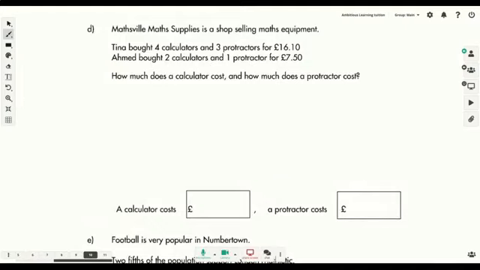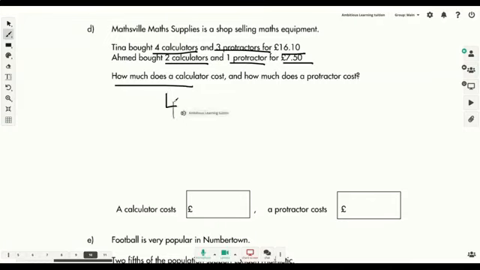You can see it. Mathsvilla Maths Supplies is a shop selling maths equipment. Tina bought 4 calculators and 3 protractors for £16.10. Ahmed bought 2 calculators and 1 protractor for £7.50. How much does a calculator cost and how much does a protractor cost? So you need to find the cost of all of them.